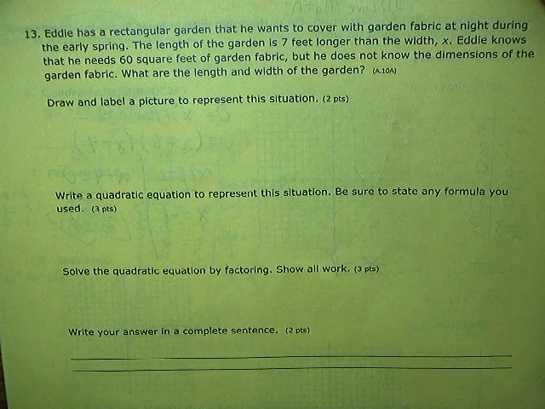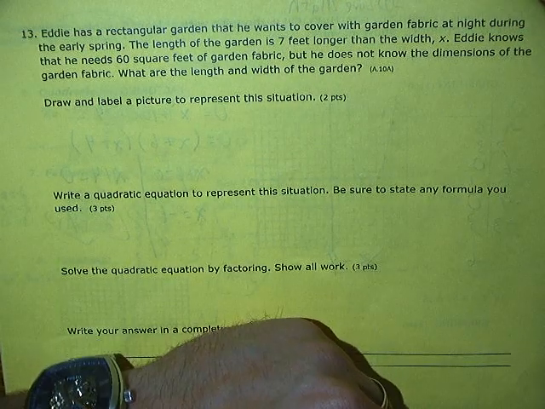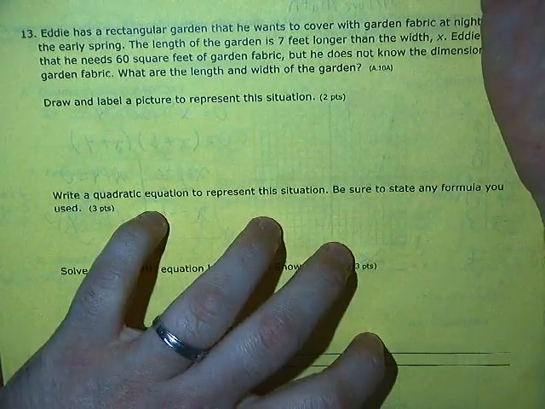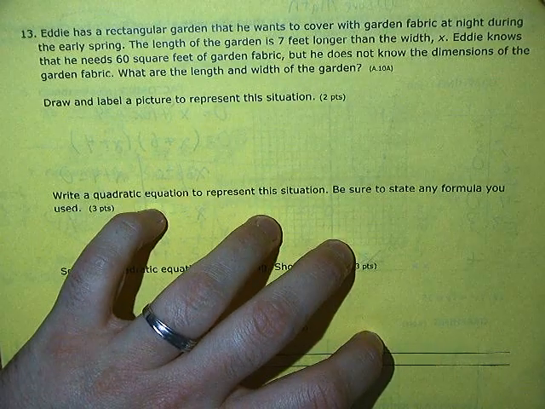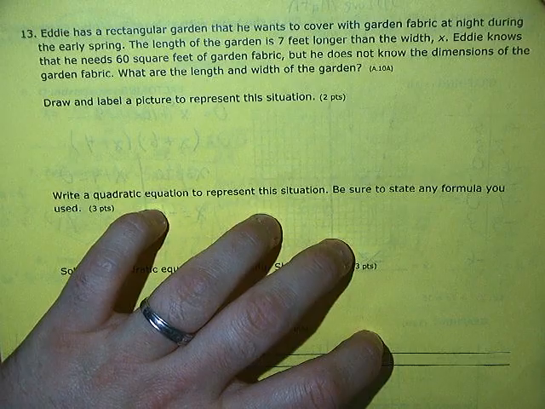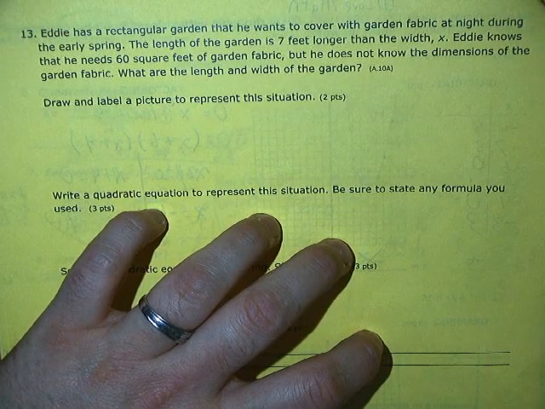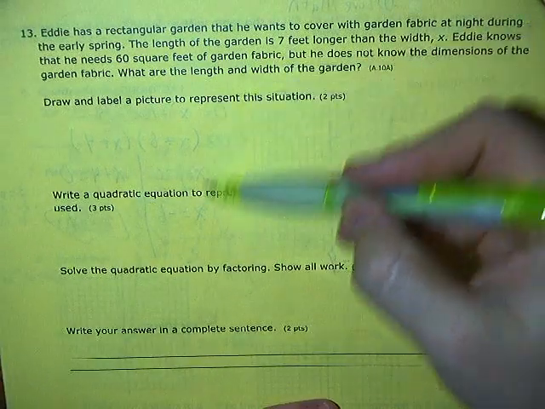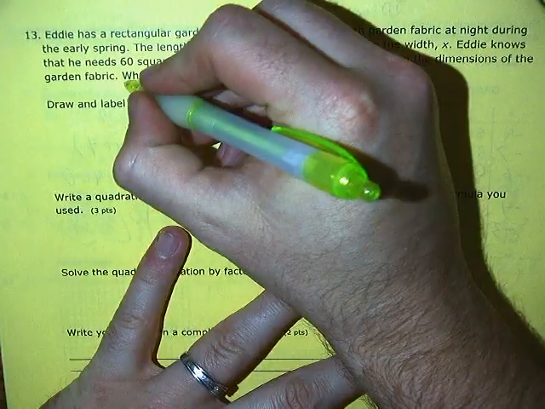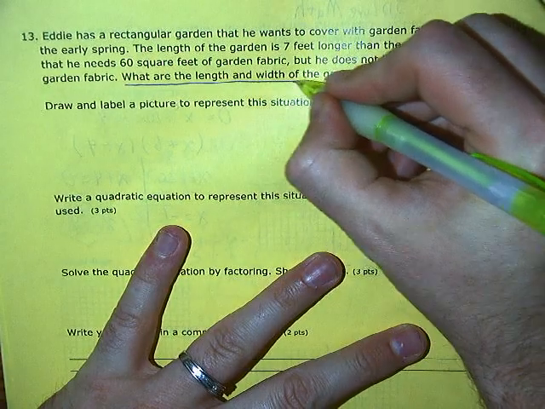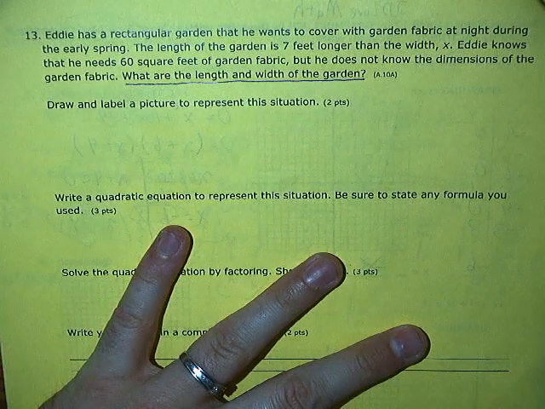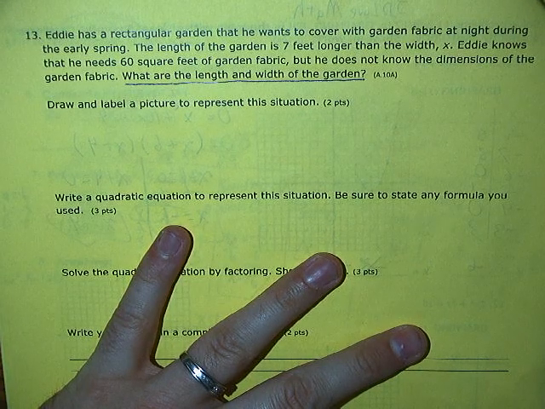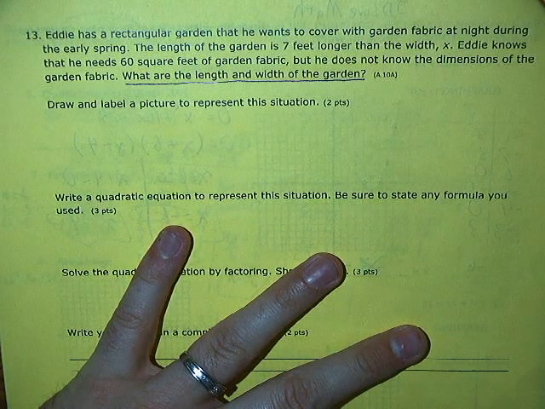Okay, for number 13 is our word problem. Now, the thing I want to look at first is what are the directions and what is the question statement, especially on the STAR test. Make sure you key in on the questions. So, for this entire situation, what are the length and width of the garden? I'm going to be finding length and width. So I got to make sure I keep that in mind.